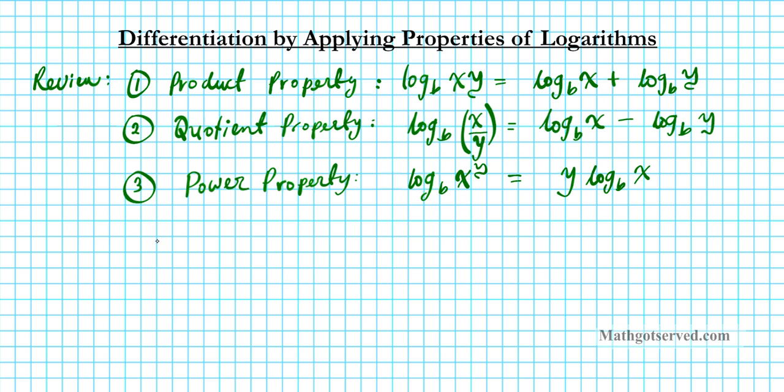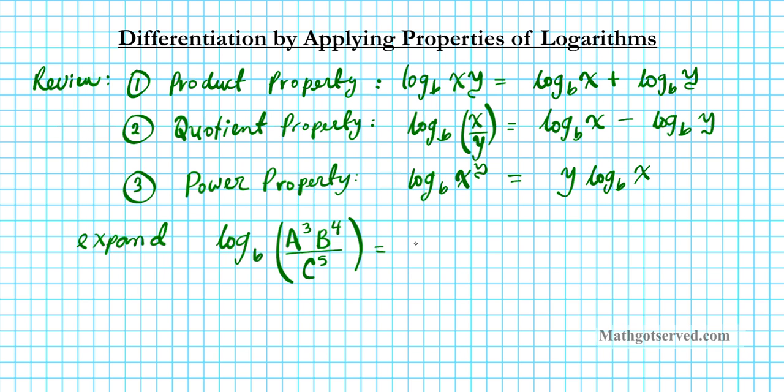Let me give you a sub example. What if you were to expand the expression log base b of A to the third, B to the fourth, divided by C to the fifth? You have to expand it. Notice that we have a combination of all the properties: a product in the numerator, a quotient, a denominator, and they're all powers. So we're going to make use of all three properties.